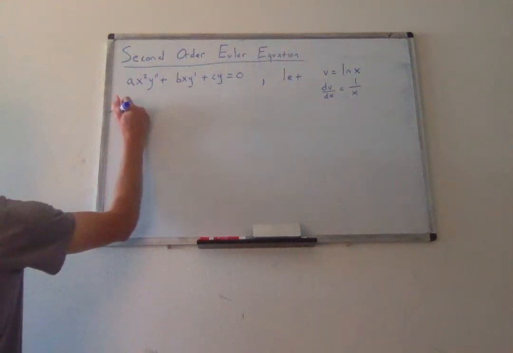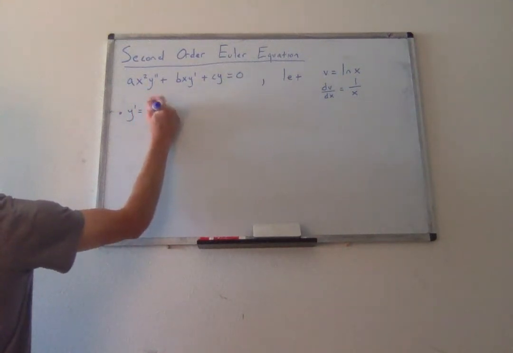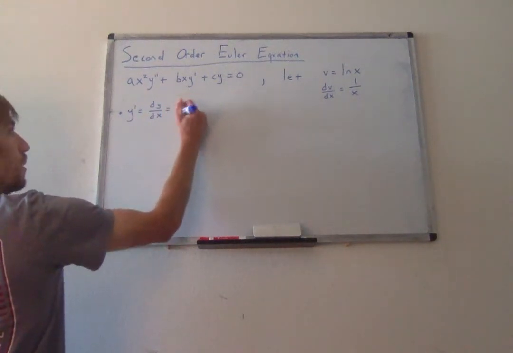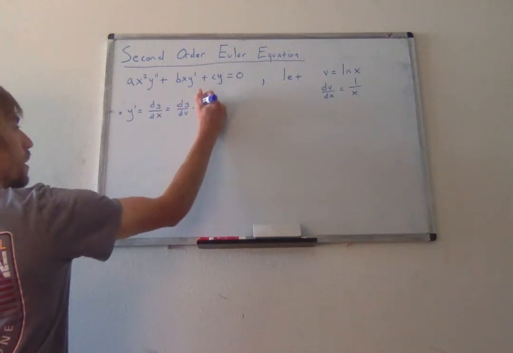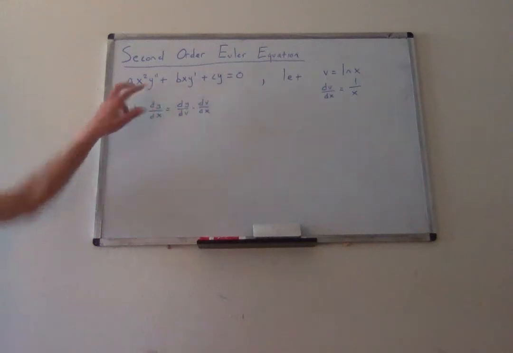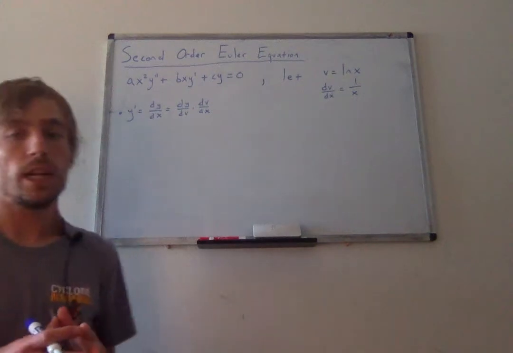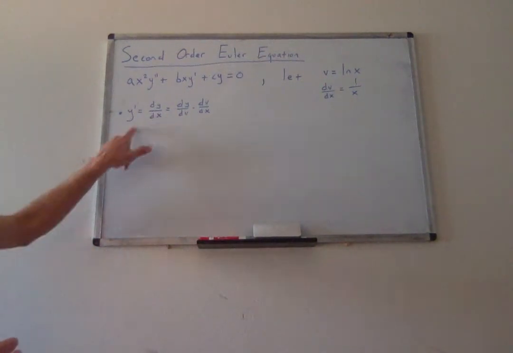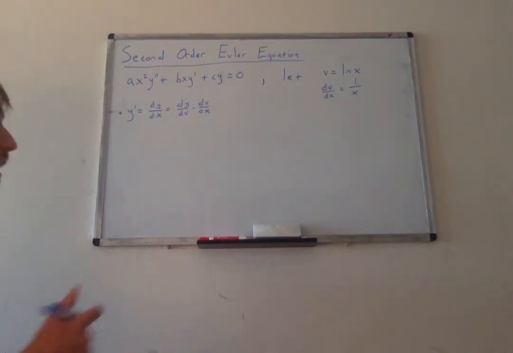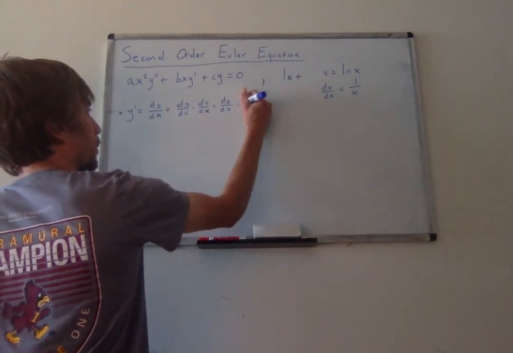And now what I want to do is solve for y prime and y double prime in terms of v and x. Specifically, I want to transform this into an equation involving y and v instead of y and x. So I can immediately use this. I know that dy dx is equal to dy dv times dv dx, which is equal to dy dv times 1 over x.